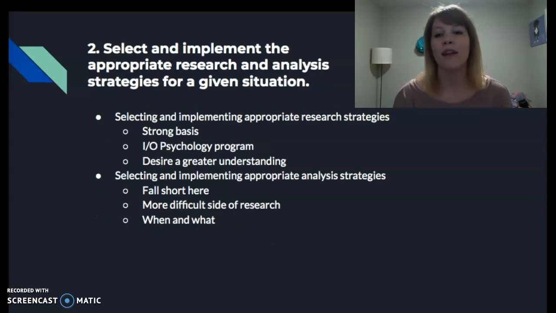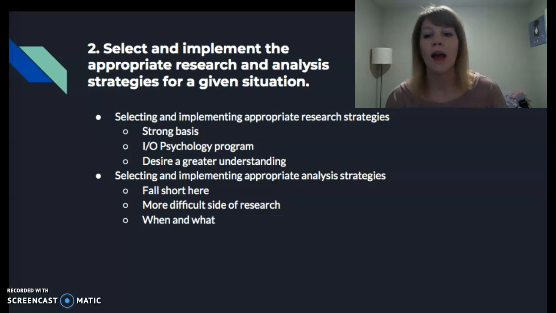For the second objective, as with the previous objective, I think I have a good basis for selecting and implementing the appropriate research strategies for a particular situation. I think that some of my work in undergrad has contributed to my understanding of this objective. But I think that the coursework in this program has helped me out even more. I wouldn't say that I'm 100% confident in my ability to select and implement appropriate research strategies, but I feel like I have a really great basis.